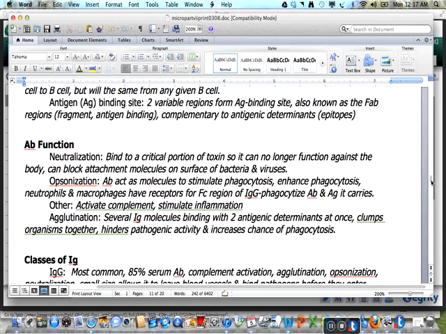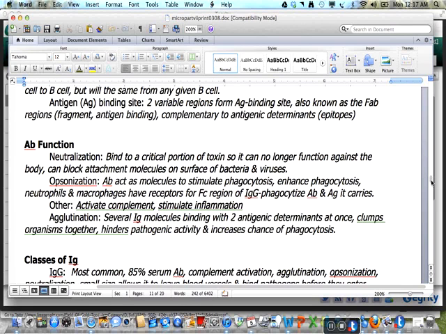In opsonization, the antibody acts as a molecule to stimulate or enhance phagocytosis. Neutrophils and macrophages have receptors for the Fc region of IgG and will phagocytize the antibody and antigen it carries. Antibodies may activate complement and stimulate inflammation.